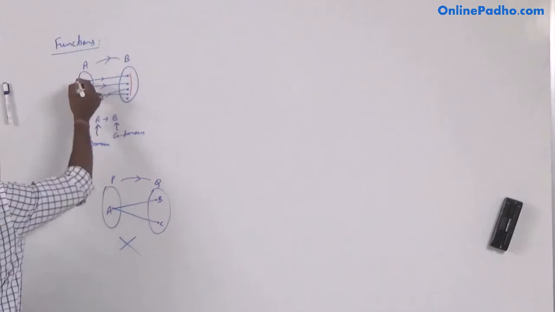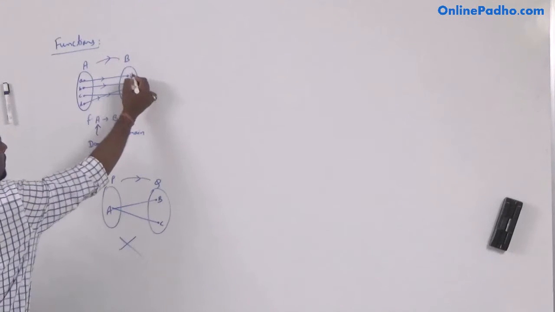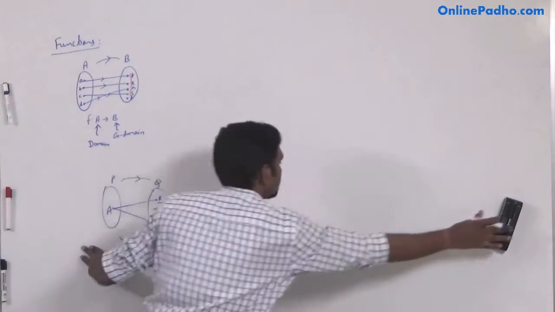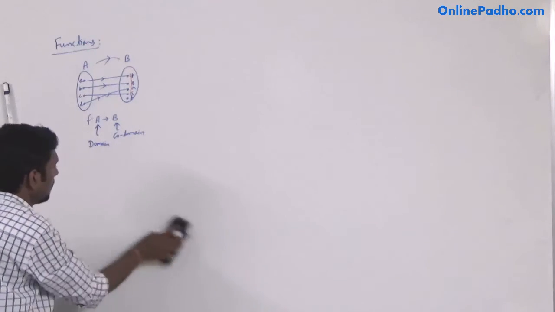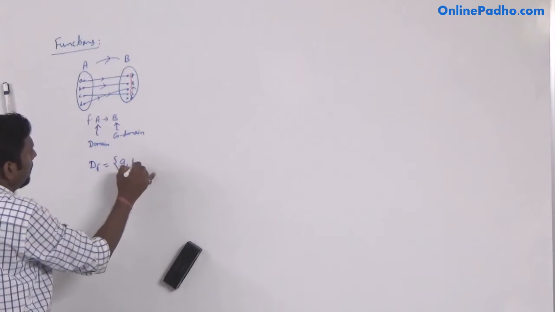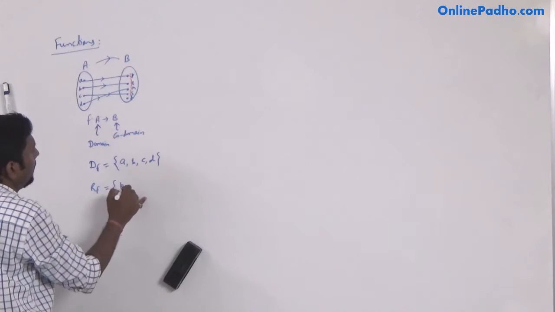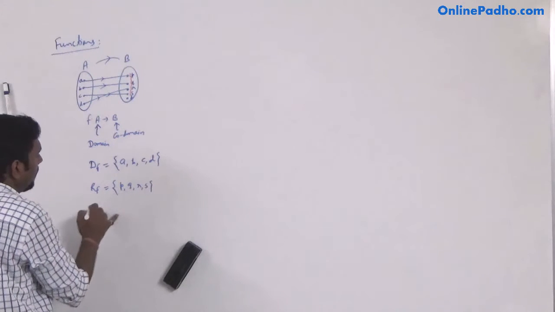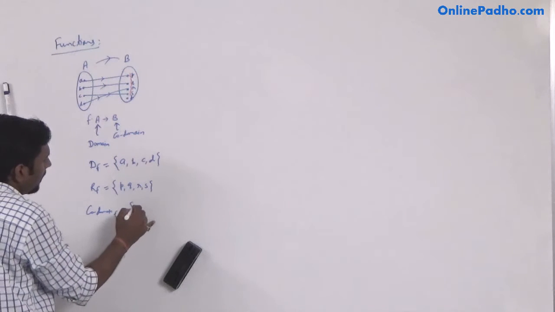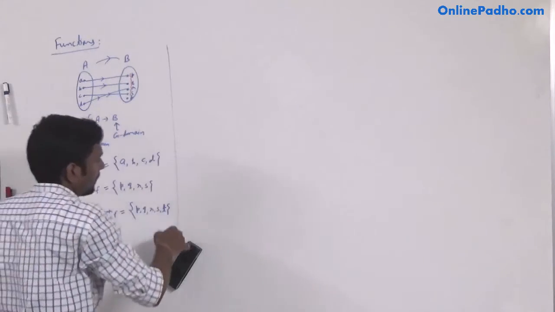Let us see. These elements are small a, small b, small c, small d, and these elements are p, q, r, s, t. In this case we can say that the domain of this function is the set of elements a, b, c, d. This is called the domain. And the range can be written as p, q, r, s, the elements that are related. And what is the codomain? Codomain is the second set, that is p, q, r, s, t. This is called the codomain of a function.